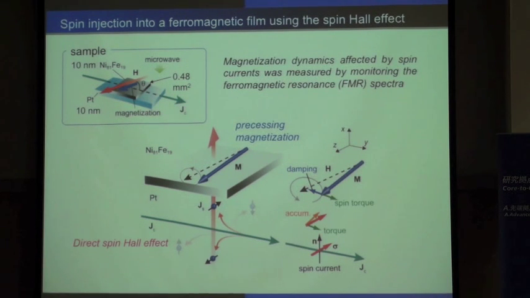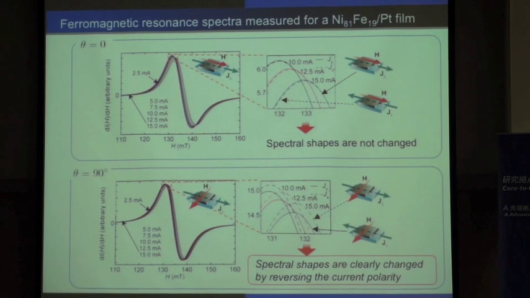We have measured ferromagnetic resonance spectra while applying a charge current in this system and measured the interaction between spin current and dynamical magnetization. These are the experimental results. We measured the FMR signal. This is the FMR spectrum as a function of the external magnetic field.